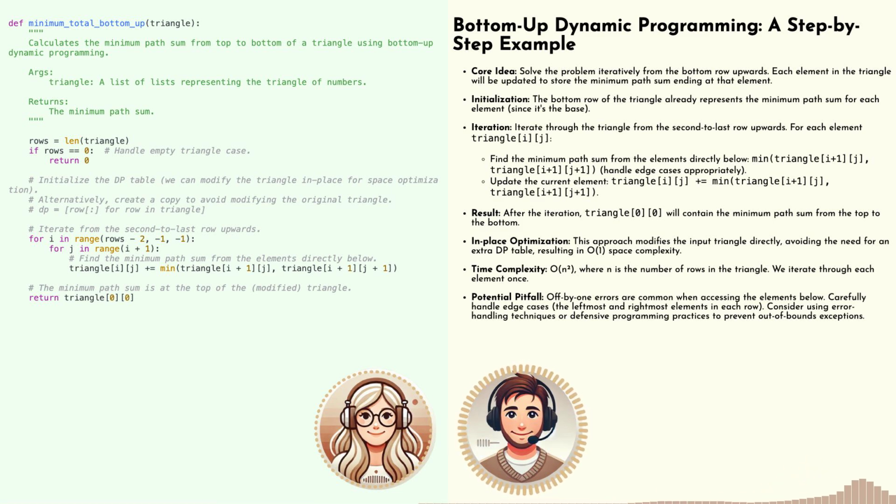Okay, so we start with the bottom row, 4, 1, 8, and 3. Those are our initial minimum path sums, right? You got it. Then we move up to the row above, 6, 5, and 7. Let's start with the 6.